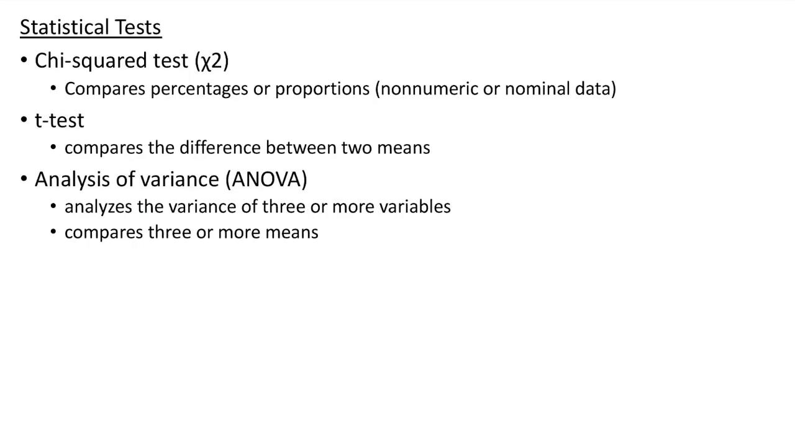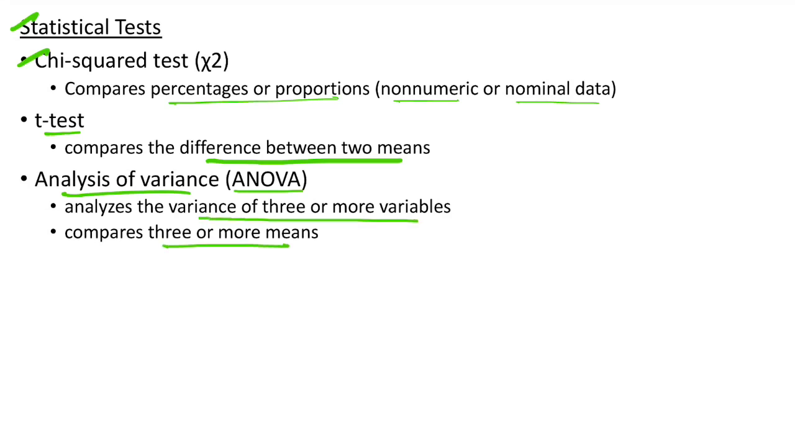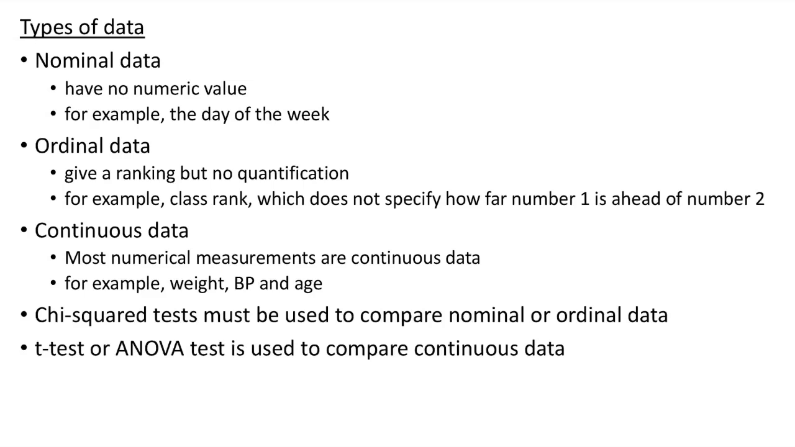Now let us see about statistical tests. Chi-square test is used to compare percentages or proportions. It is used for non-numeric or nominal data. T-test compares the difference between two means. Analysis of variance, that is ANOVA test, analyzes the variance of three or more variables, that is it compares three or more means.